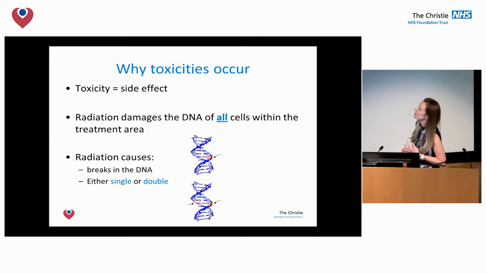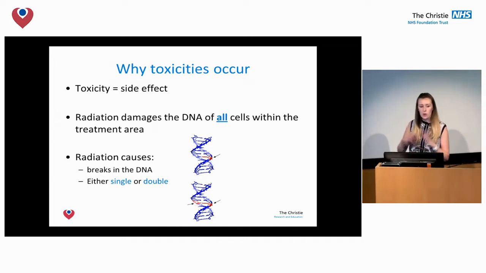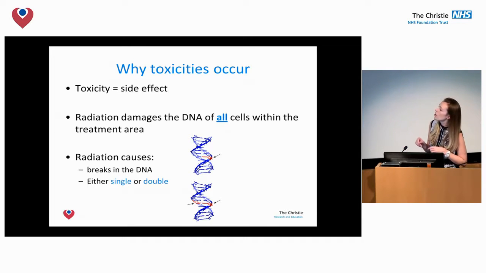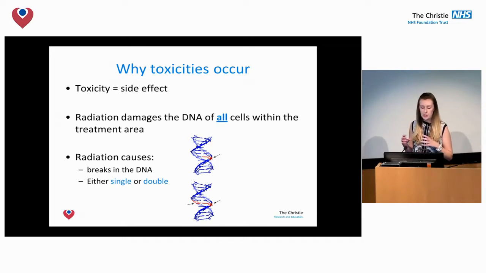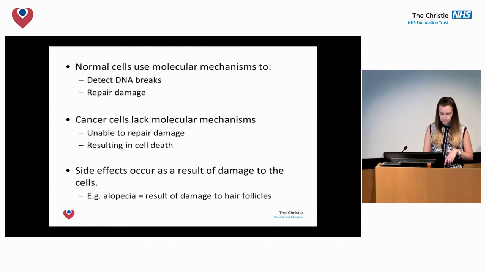So how do toxicities or side effects actually occur from radiotherapy? Well, radiation damages the DNA within all of the cells into which it comes into contact. So all of the cells within the treated area, which is primarily the brain metastases, but also a small margin of normal tissue around it as well, will be affected by the radiation. And the radiation works in one of two ways. It can either cause a single stranded break within the DNA, as indicated in the top picture, or it can cause a double-stranded breakage, as indicated in the bottom picture.